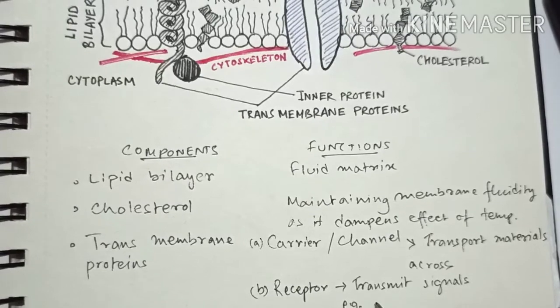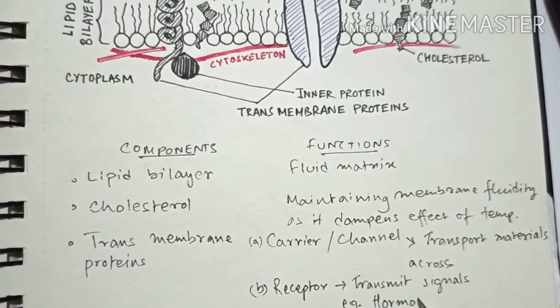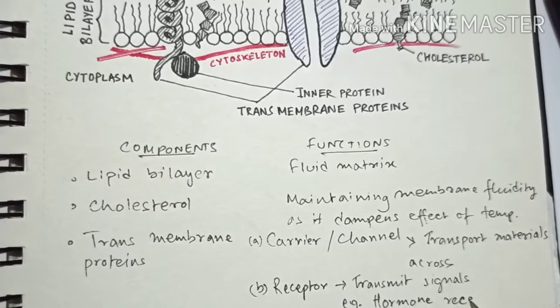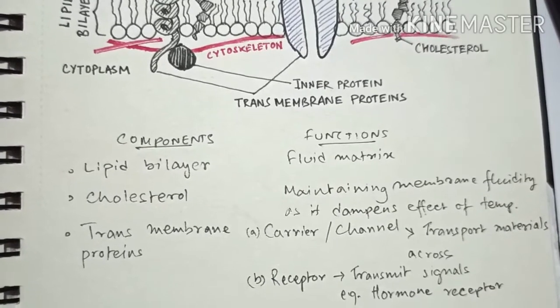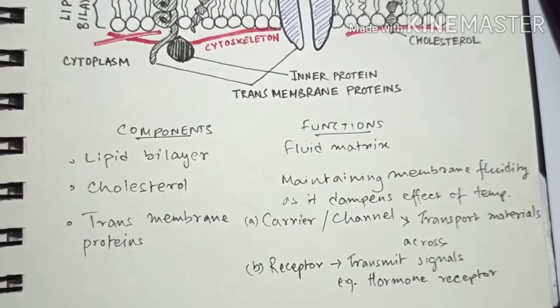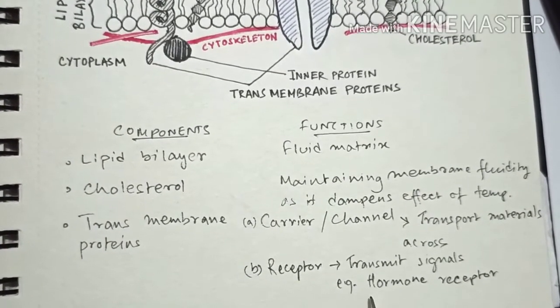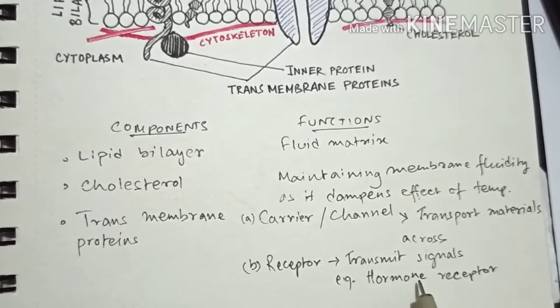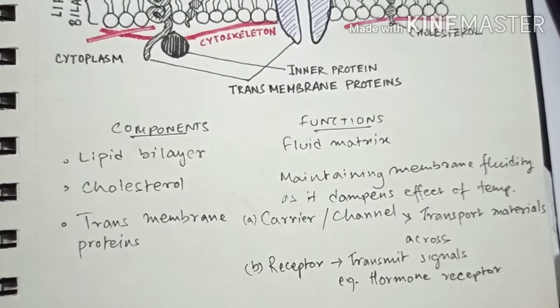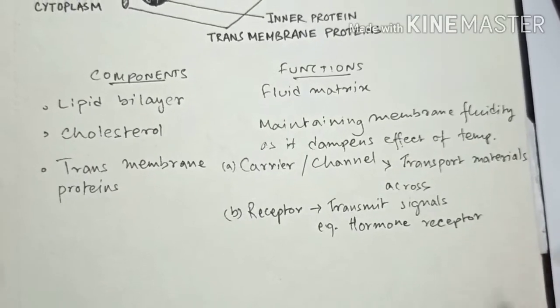For example, hormone receptors. By the name you can guess that these are the receptor proteins, the proteins which will carry a signal which has come to it, say the hormone, and will transmit the signal to the cell so that the cell can work accordingly.